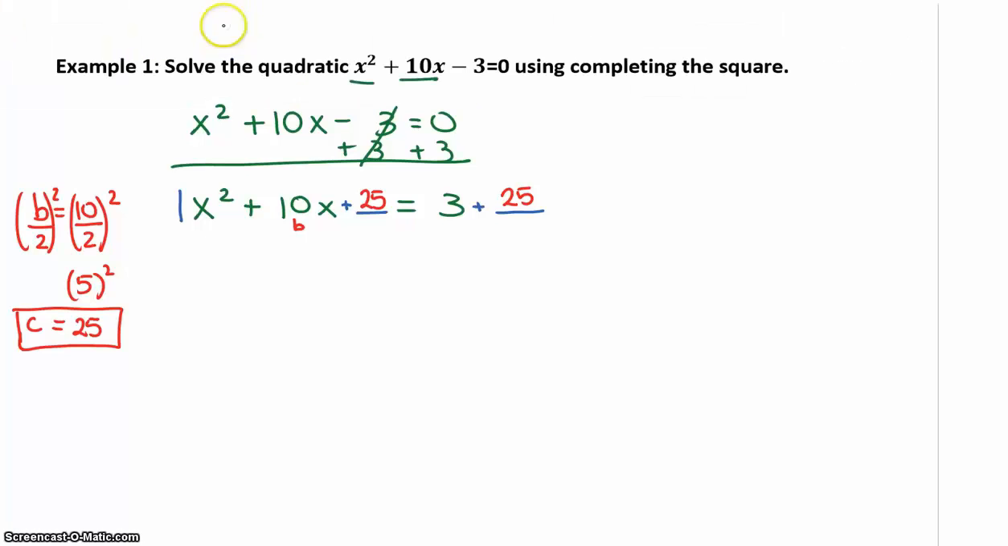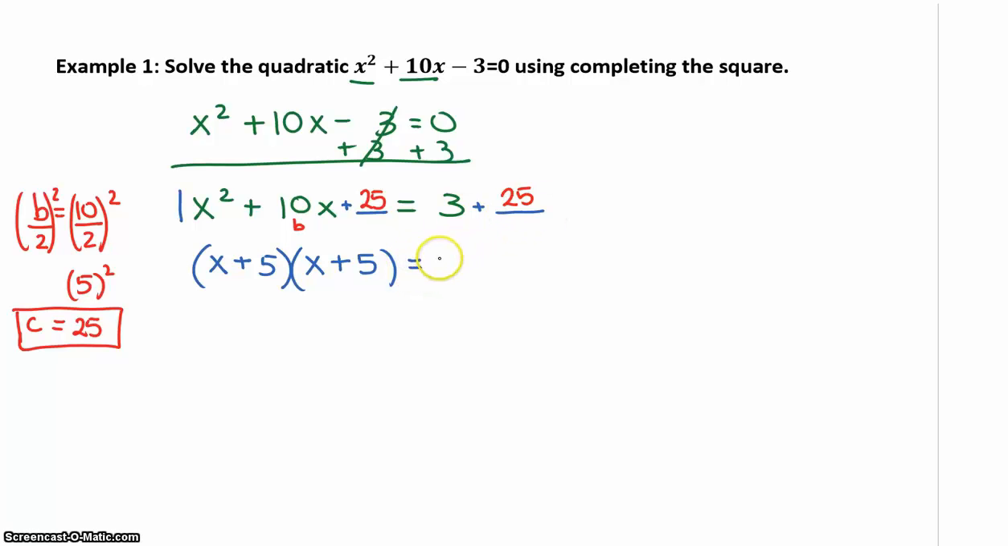Now we're going to go ahead and factor this. We know x squared is x and x. And two numbers that multiply to 25 and add to 10 are 5 and 5. They have to be the same number. As a matter of fact, these factors have to be the same. They're both going to be positive because everything is positive. And if these factors are not the same, that means I made a mistake somewhere.